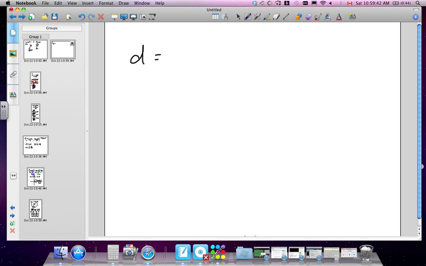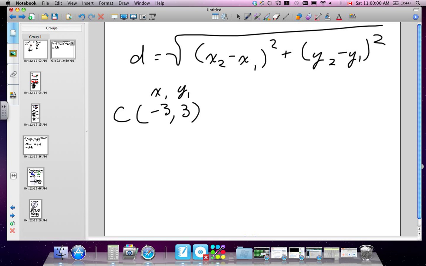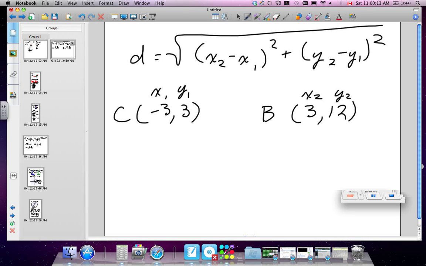Distance equals the square root of (x2 minus x1) squared plus (y2 minus y1) squared, right? One of our points was -3, 3. That was our center, so that's going to be our x1, y1. And our other endpoint, what was it, B? B was at 3 and 12? Yeah. So we'll call that x2, y2. So I'm going to give that a try. Find out what the radius of the circle is. Plug it in. I'm going to give it a try.